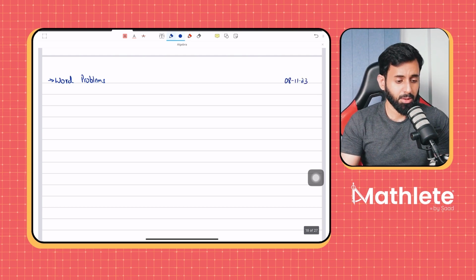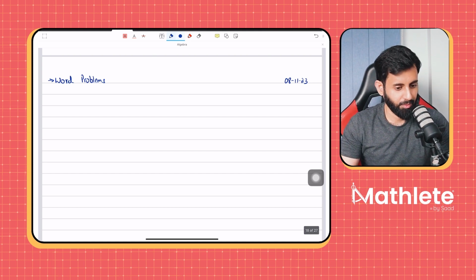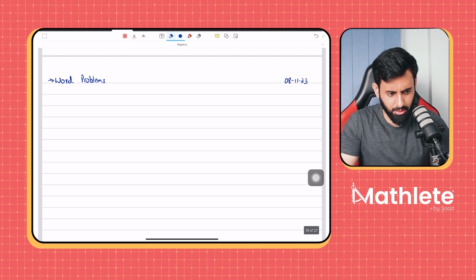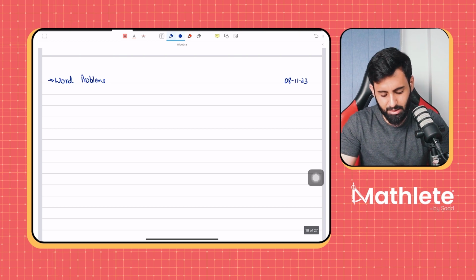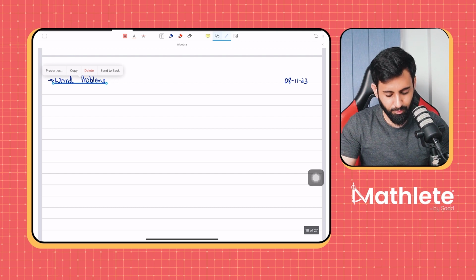What chapter are we doing today? So we're still doing algebra, but we're doing word problems, or word problems that lead to quadratic equations. So in the grand scheme of things, you can say we're still doing quadratic equations, okay, which means we're still doing algebra, but we're doing the word problems part of quadratic equations, okay?